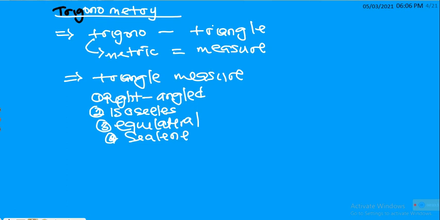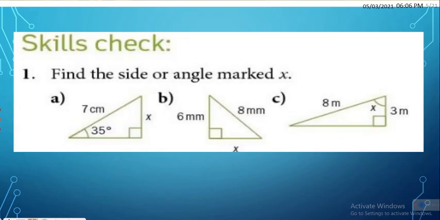Now, quick check. Of course, from elementary trigonometry, you can calculate the following ratios. Find the side or angle marked x. So for A, let us take A. We can see that the side we are looking for is the opposite, and the side we are given is the hypotenuse. So if we do opposite over hypotenuse, that is sine 35 degrees.